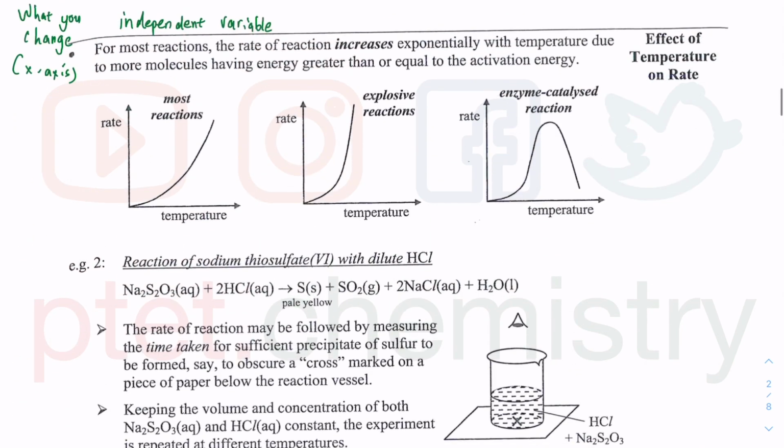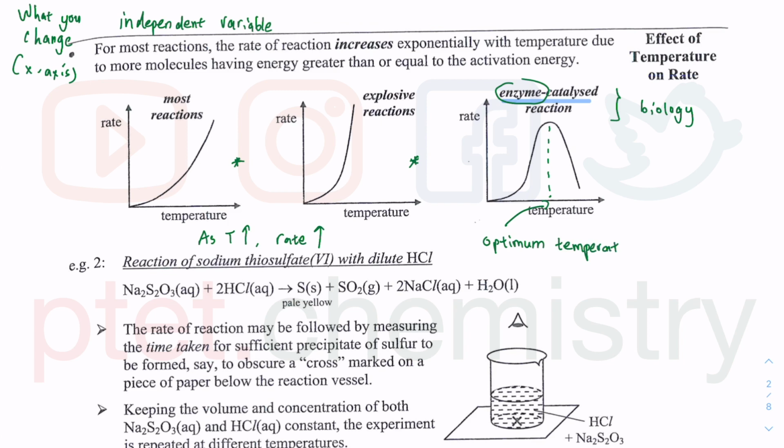Okay? Now the next bit is about temperature, the effect of temperature on rate. In most cases, as you could see here, as well as here, as temperature increases, what happens to the rate? The rate increases as well. Here, this is an enzyme catalyzed reaction. This is in combination with your biology. What you have there is this optimum temperature. Optimum means the best temperature for that particular reaction. As you can see, there's the highest rate, the fastest rate at this particular temperature.